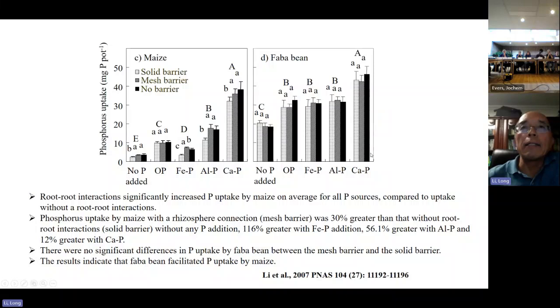The black one is the non-root interaction. First, this one is a solid barrier without root-root interactions. Phosphorus uptake by maize with a rhizosphere connection, that means a mesh barrier, was 30% greater than that without root-root interaction, solid barrier, without any phosphorus addition.